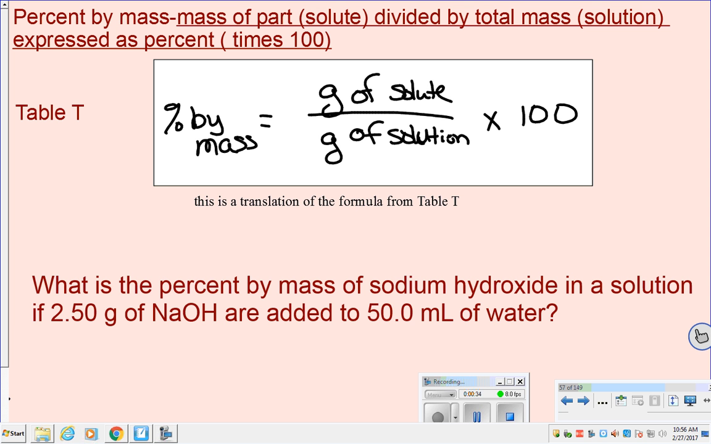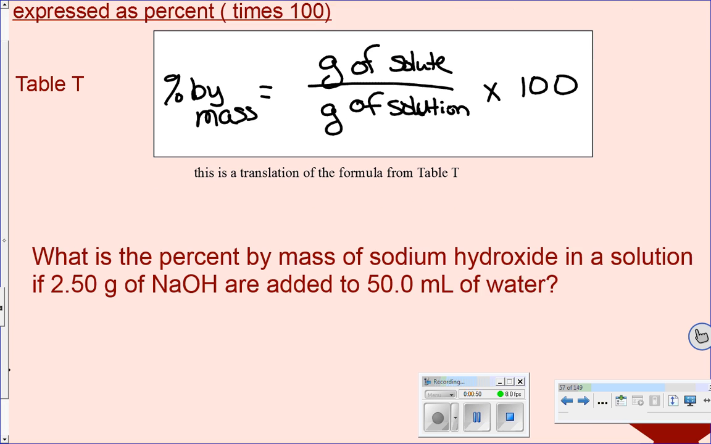Your percent by mass formula is on table T. I did kind of modify or translate it a little bit the way that I have it written on the board. So this is a part over whole, your part being your solute and your whole being your solution. It's actually going to be very important, and I'm going to show you why in this next calculation.